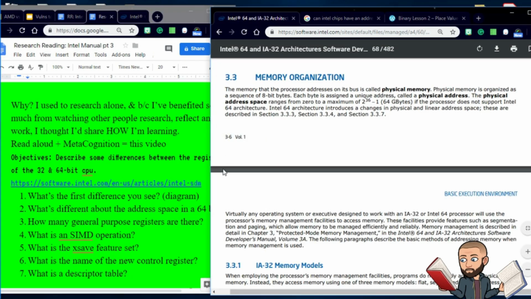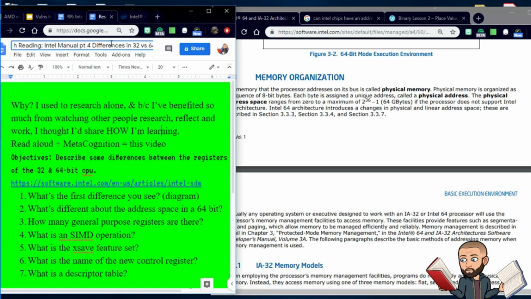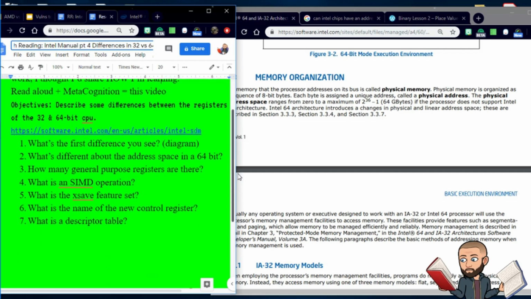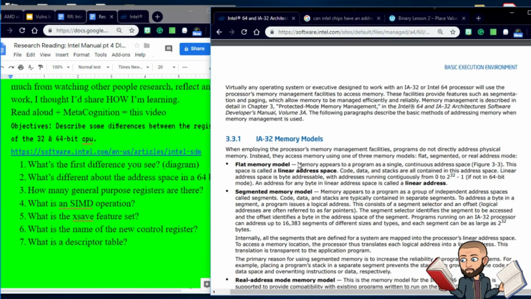So let's stop the video here. We are almost on page 69, making great progress. Today we learned about differences in 32-bit CPUs versus the 64. The biggest and most obvious difference is the number of bits, but also the number of registers that exist in the new 64-bit CPU design.